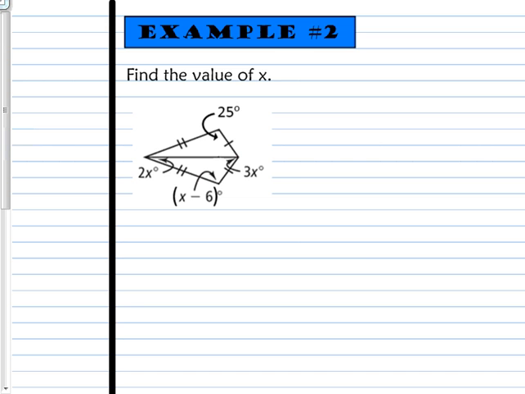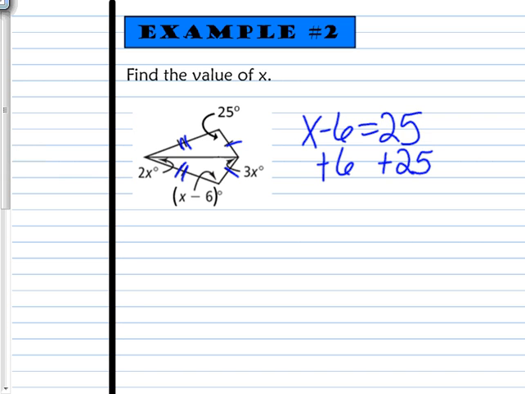Example 2, find the value of x. Okay, looking at this picture, I see that I have my kite, and here are my congruent sides. So this side is congruent to this side is congruent to that side, and then I have the third piece. So my opposite angles are congruent. So x minus 6 equals 25. I add 6 to both sides. X equals 31 degrees.